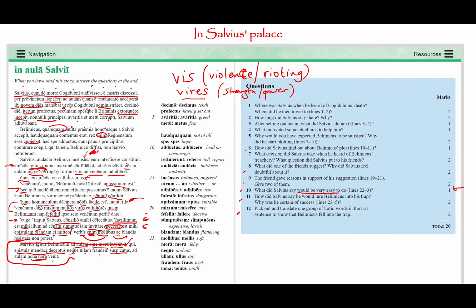So, pick out and translate one group of Latin words to show that he fell into the trap. I suppose there are two really here. The success, this little phrase here, which shows that he was successfully deceived. So, having been deceived by the mendacious, lying, fraudulent letter, if you like. So that shows it's positive. That shows it worked. And the other bit is this phrase with the deponent in it, not having suspected any trickery. Again, I'd probably put both of those in.